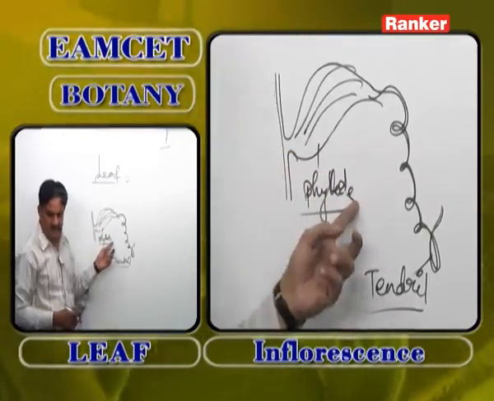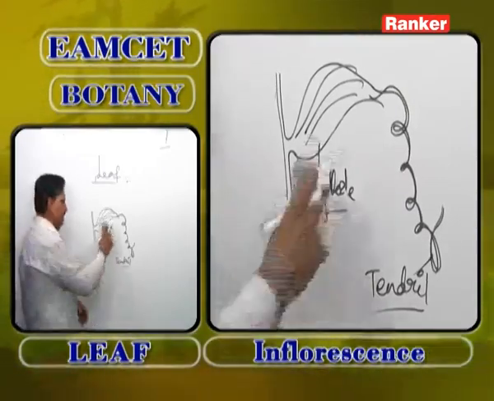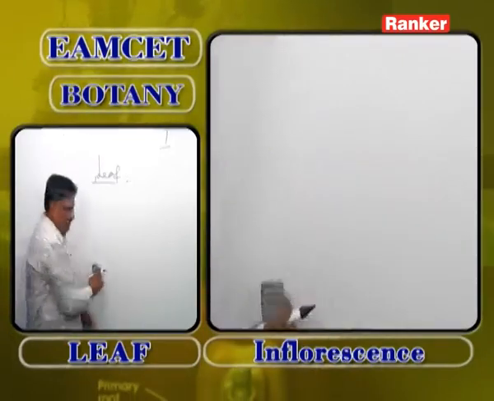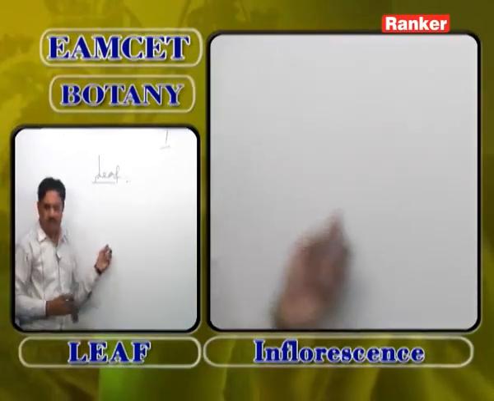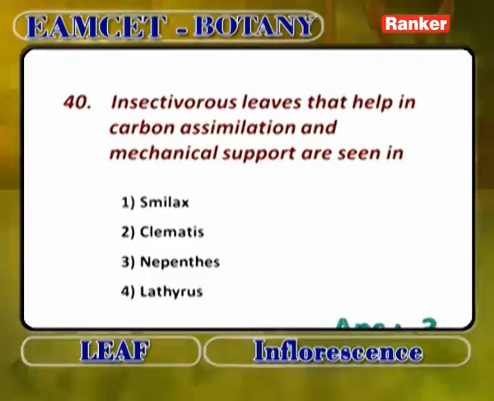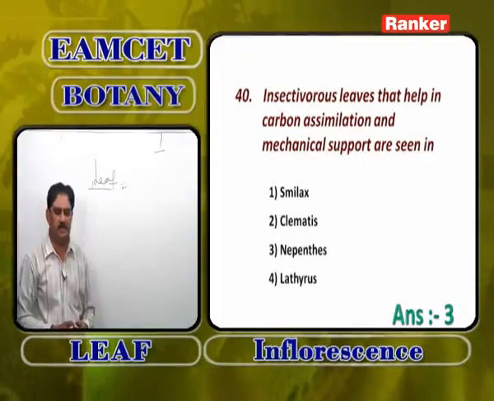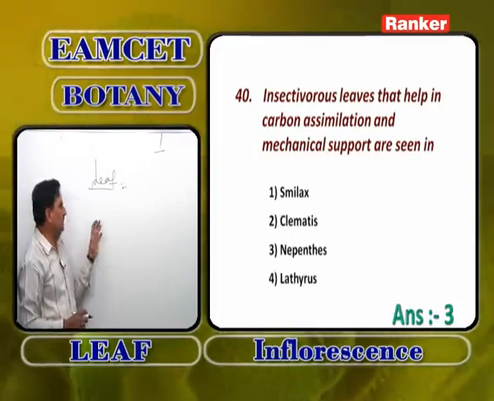Smilax is not an insectivorous plant. Clematis is not an insectivorous plant. Lathyrus is not an insectivorous plant. Here the insectivorous plant is only Nepenthes, and in Nepenthes some portion of the petiole helps in carbon assimilation, that is the lower portion of the petiole, a broad expanded leaf-like phyllode. The upper portion of the petiole becomes a highly coiled tendril-like structure that helps in climbing. So mechanical support and carbon assimilation both are found in Nepenthes.